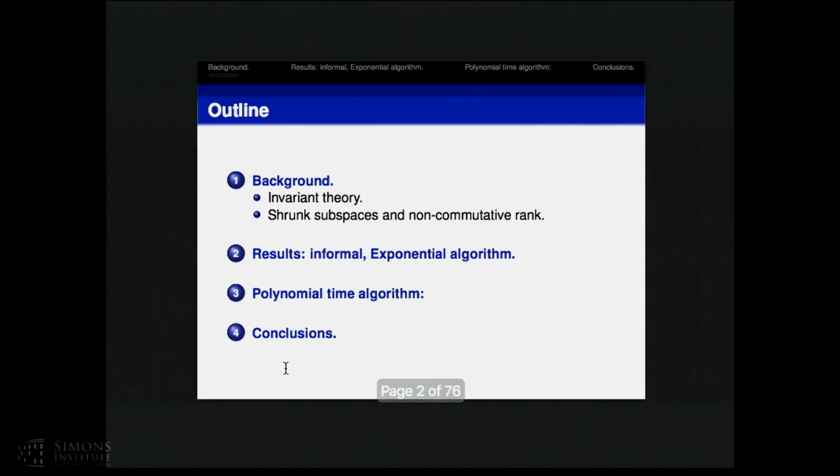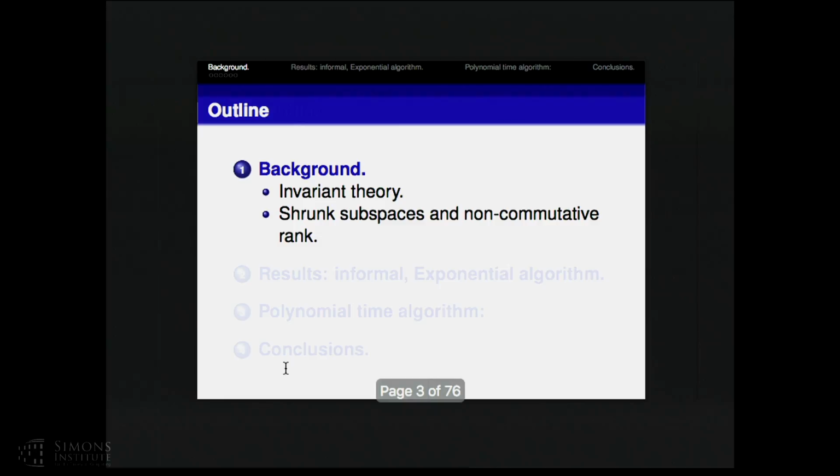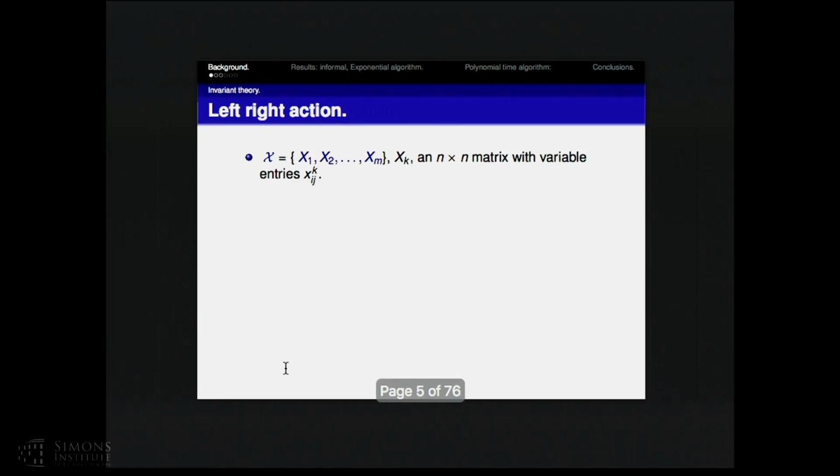Let me just, so what I will do is I'll spend a lot of time on the background, actually not really give you much details. So the background, this is the outline. So let us get to the background.